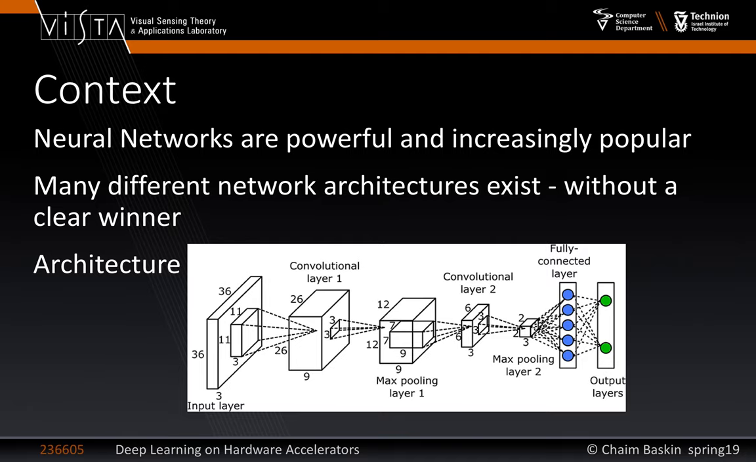What's the context? Neural architecture is powerful and increasingly popular, and different neural networks exist without a clear winner. So this is the basic architecture. We have convolutional layers, we have pooling, we have fully connected, so three types of building a layer. What we want to do is find the best size and number of these layers, the kinds of the layers, and the number of layers to achieve the best performance for a specific task.